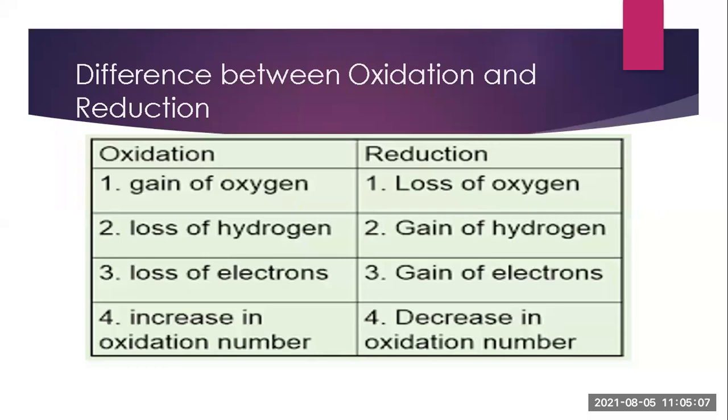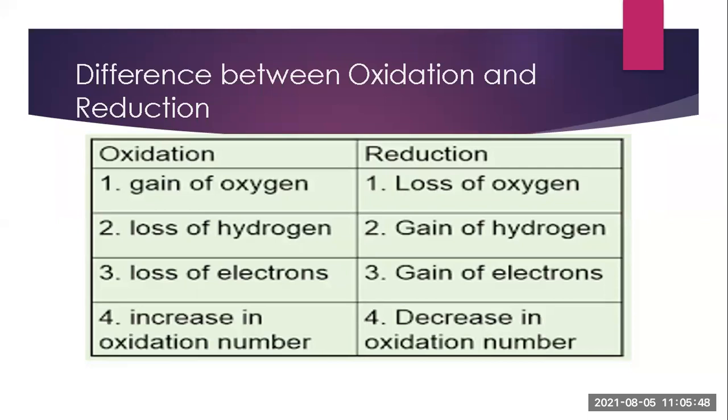So if in any chemical reaction one of these points happens, then that reaction will be an oxidation reaction or a reduction reaction, or it can be both oxidation and reduction. So once again, we will revise. In an oxidation reaction, what happens? Sorry, oxidation means gain of oxygen, and in reduction, there will be loss of oxygen. So just keep in mind these things.